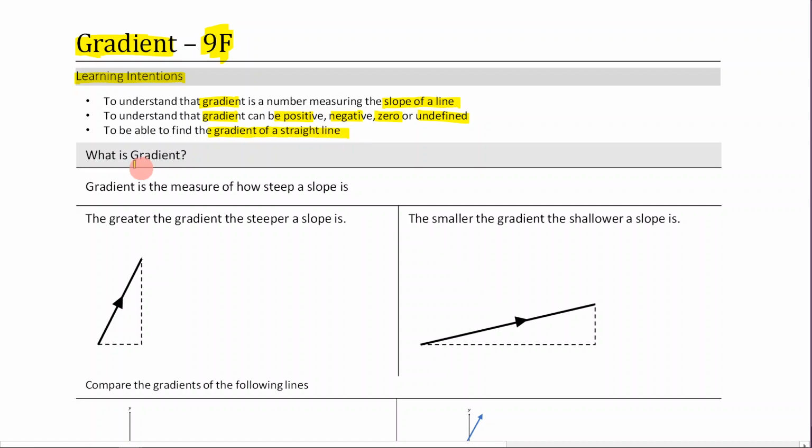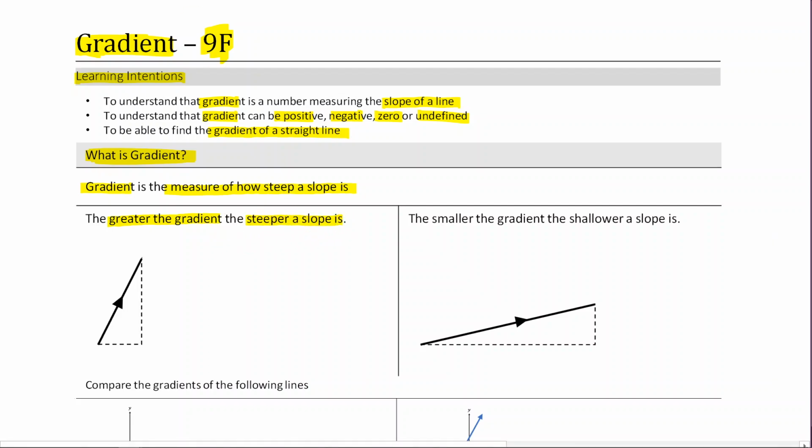Now, this word gradient is probably new to you. You may have never heard of it before, so we have to ask ourselves, what is gradient? Here is a definition. Gradient is the measure of how steep a slope is. So here, the greater the gradient, the steeper the slope is.